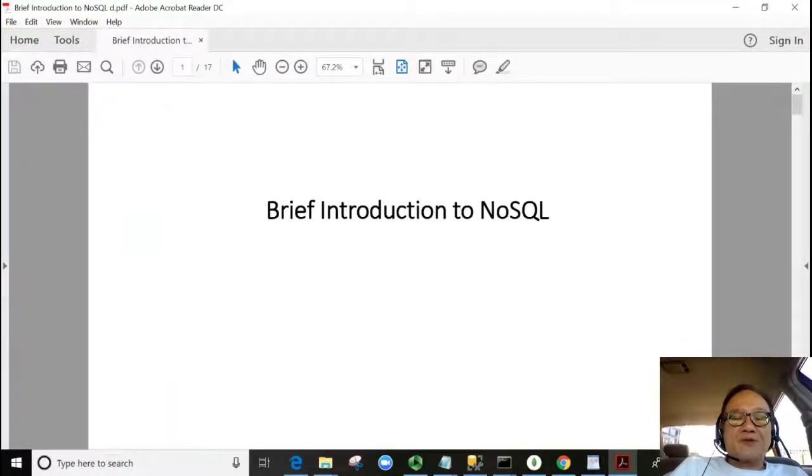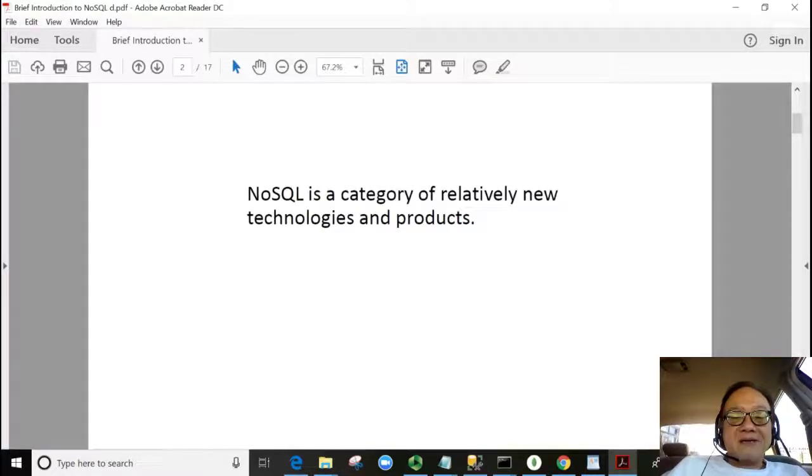This is a brief introduction to NoSQL. Keep in mind, NoSQL is a category of relatively new technologies and products, and NoSQL is still evolving.